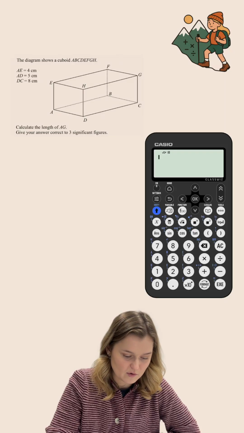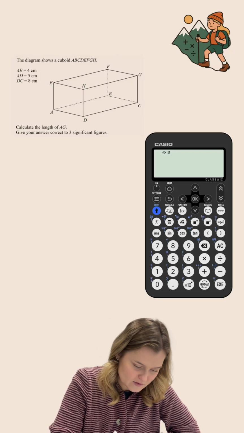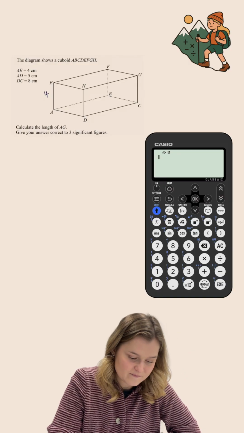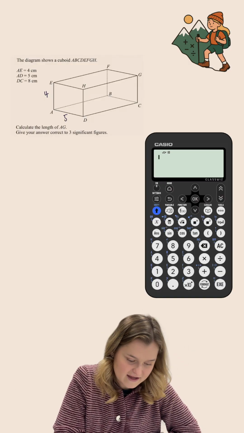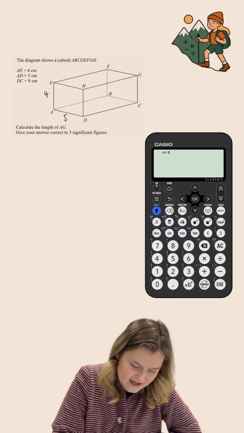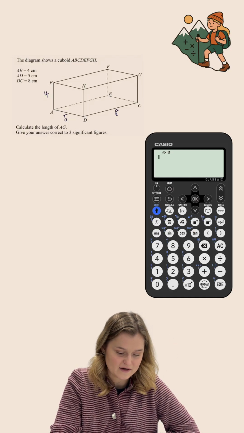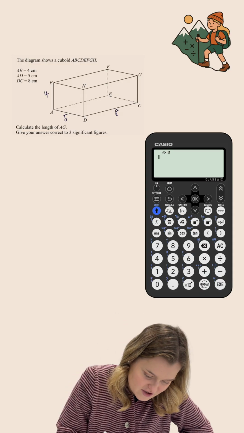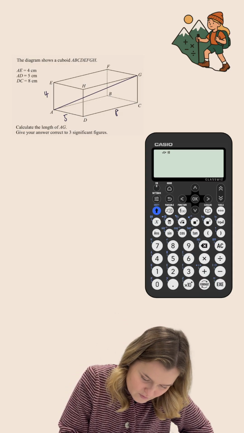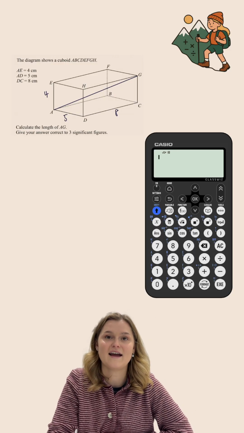The diagram shows a cuboid. AE equals 4 centimetres, so that's this side here. AD equals 5 centimetres, which is this side here, and DC equals 8 centimetres, which is this one here. We want to calculate the length of AG. Now AG is the length from here all the way up to here across this diagonal.